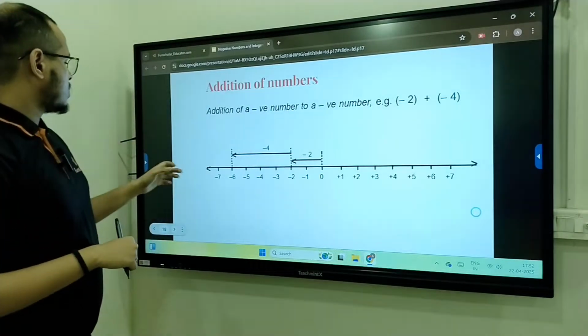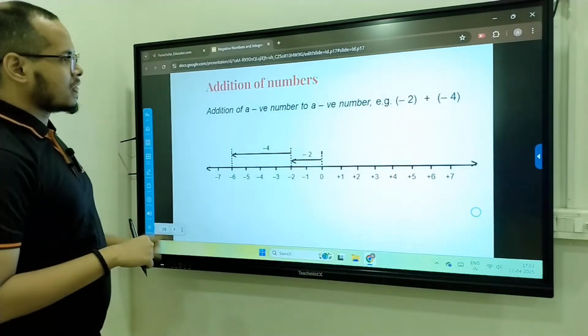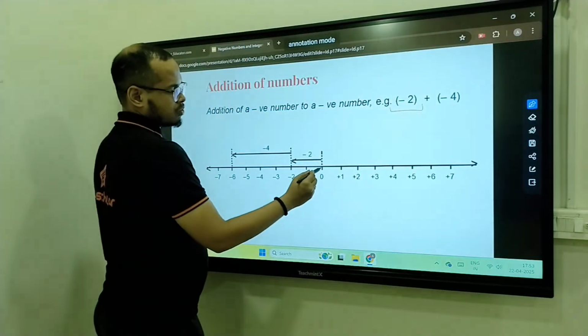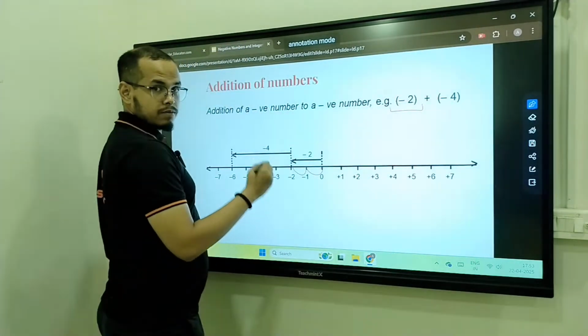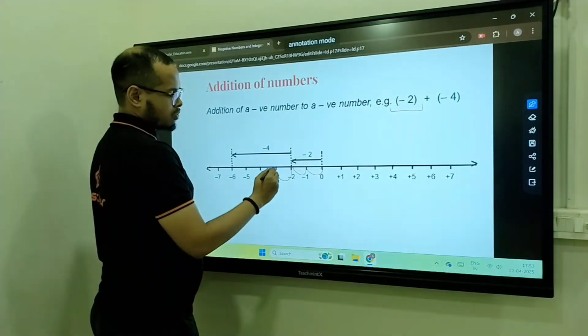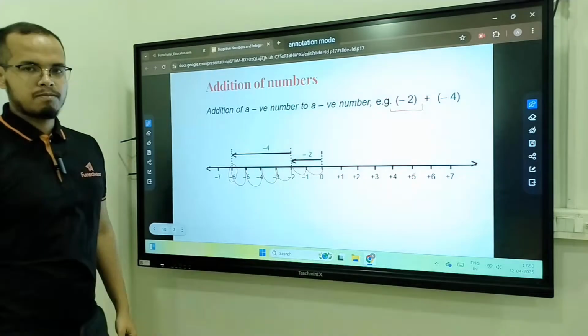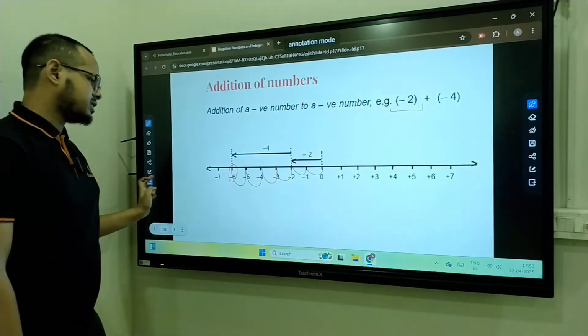Okay, so let's start off doing this. So we have the number minus 2. So from 0, 1 step, 2 step. Again from this minus 4. So 1, 2, 3, 4. We have reached our answer, that is minus 6. I think this is very easily understood.